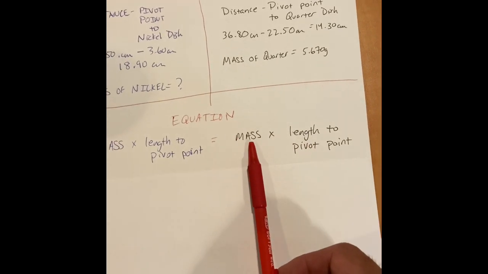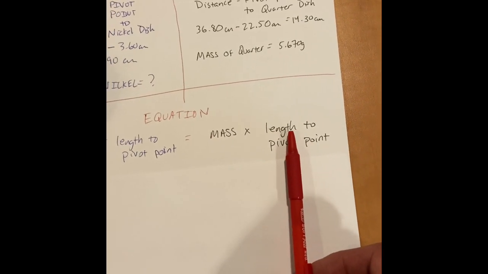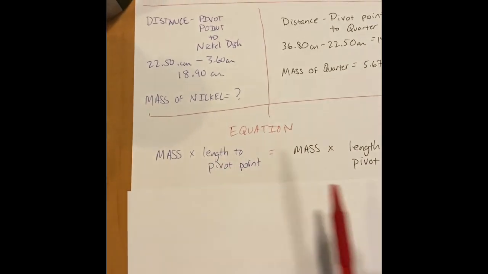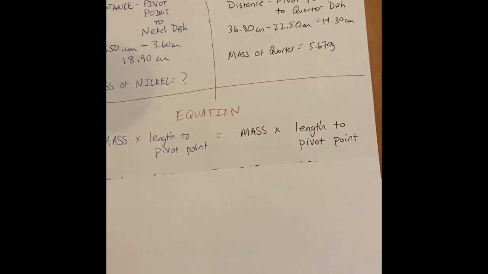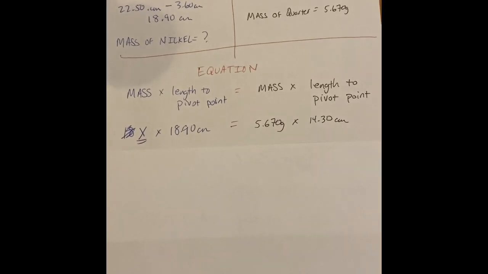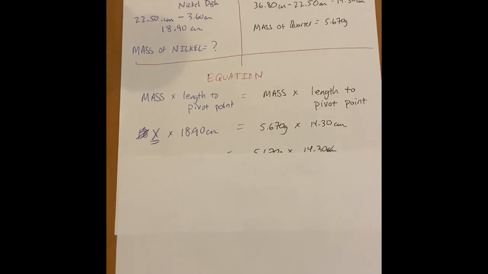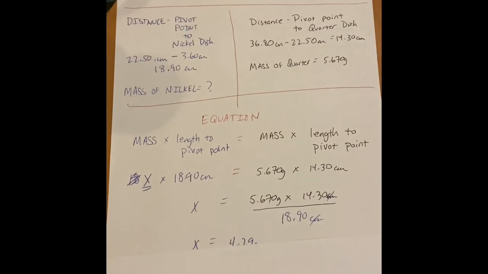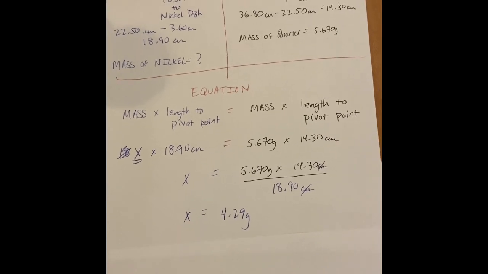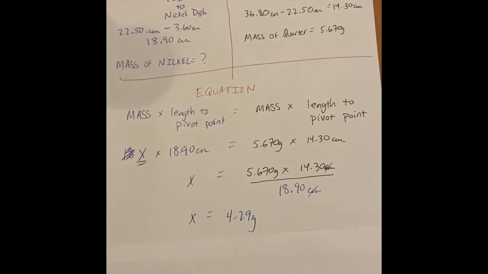We know the mass of the quarter and the length to the pivot point. We know the length of the pivot point here. Let's solve for x. So if we go through and do this, here's what we end up with. Basically I just set up an equation, divide both sides by a distance, and lo and behold, x is 4.29 grams. Supposedly, that's the mass of our nickel.